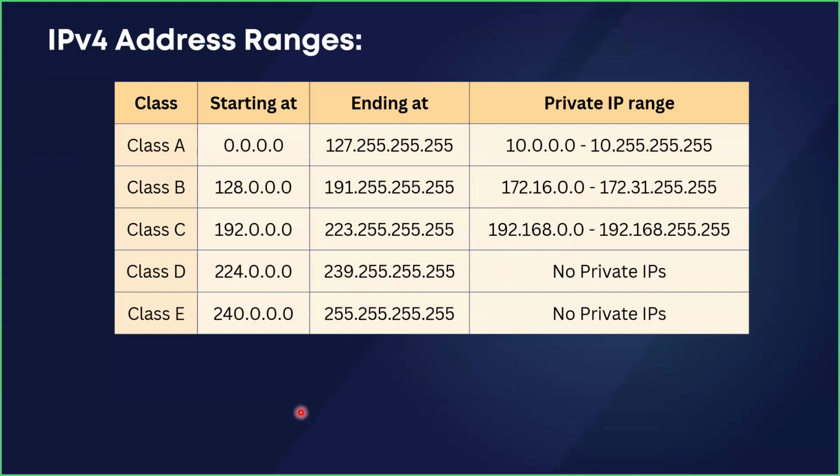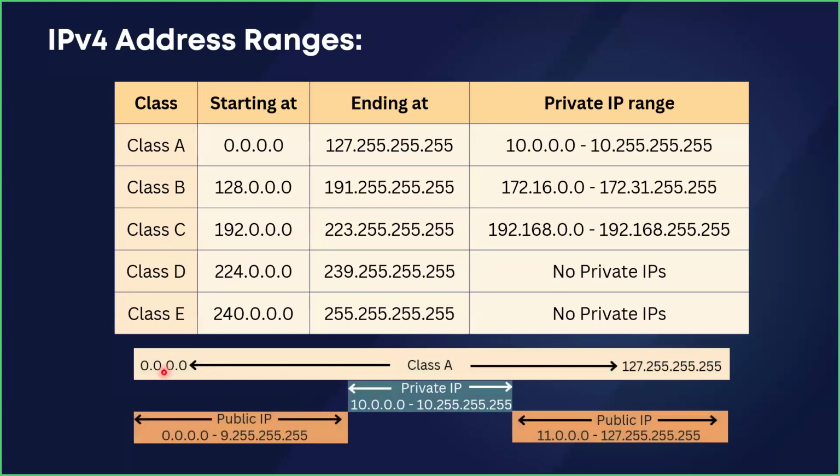Class A, the first IP starts at 0.0.0.0, and it goes up to the last value, 127.255.255.255. That's the entire class A range. In that entire range, there's a small private IP range from 10.0.0.0 to 10.255.255.255. So that range of IPs is private IPs. And any IP outside that range is a public IP.